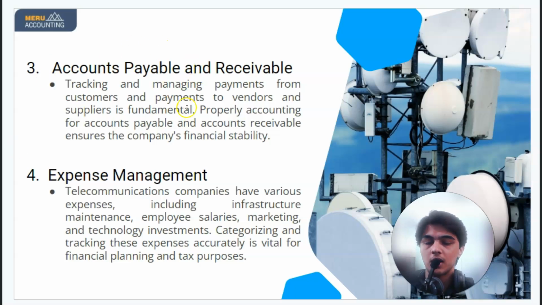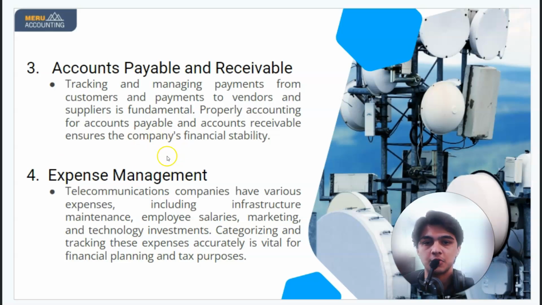Now let's talk about accounts payable and receivable. In this, you will need to track and manage the payments from the customers, that the customers are paying you on time, and also you will need to make sure that you pay your vendors or your suppliers on time. So this is a very fundamental thing. You will need to do proper accounting of your accounts payable and accounts receivable to make sure that your business is stable, and there is a certain amount of financial stability when it comes to payable and receivable.